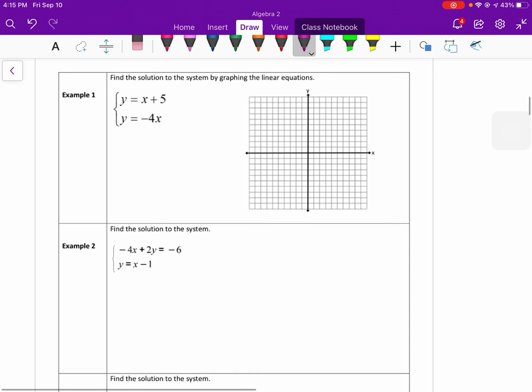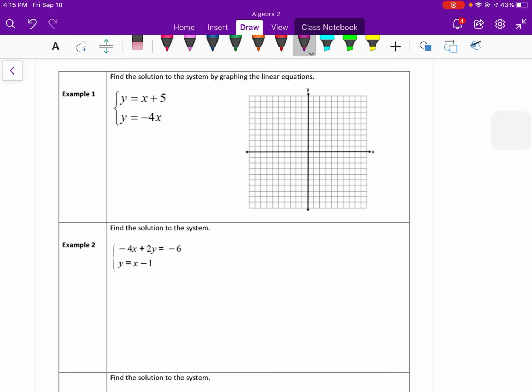So we have three methods to solving. The first method is to solve by graphing. So remember, we graph the line using our slope-intercept form, mx plus b. So we have our system here. Our first equation has a slope of 1, it's a 1x, and a y-intercept of 5.